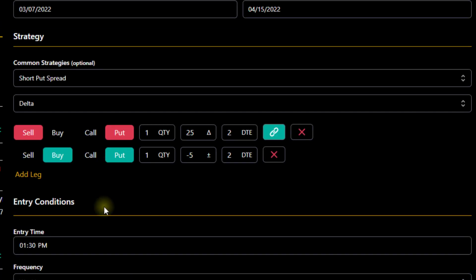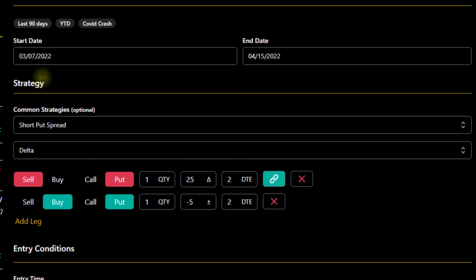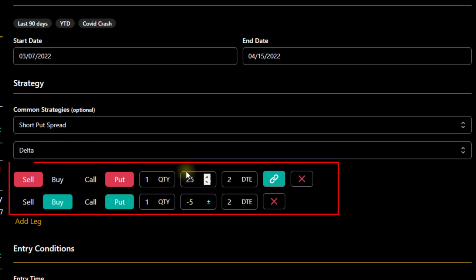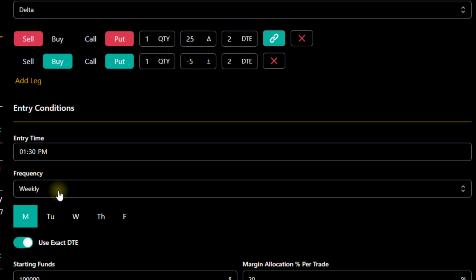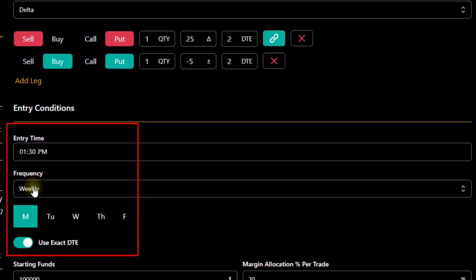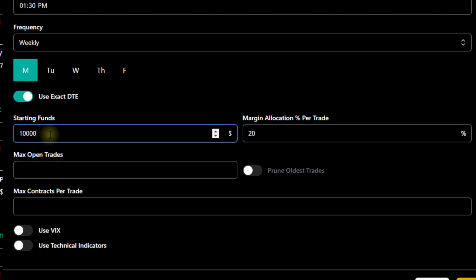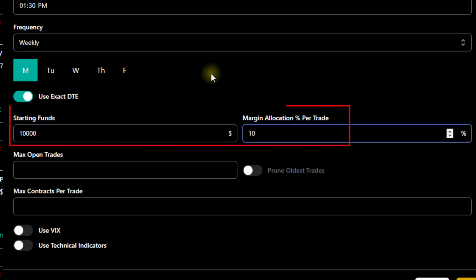So let's go ahead and set this up. And so we have the date range, we have short put spread, and I'm just going to go with something out of the money for an example for now, 2 days to expiration. We're going with 1:30 p.m. every week on Monday during the period. And this is a big portion of this type of trading that I'm more incorporating.